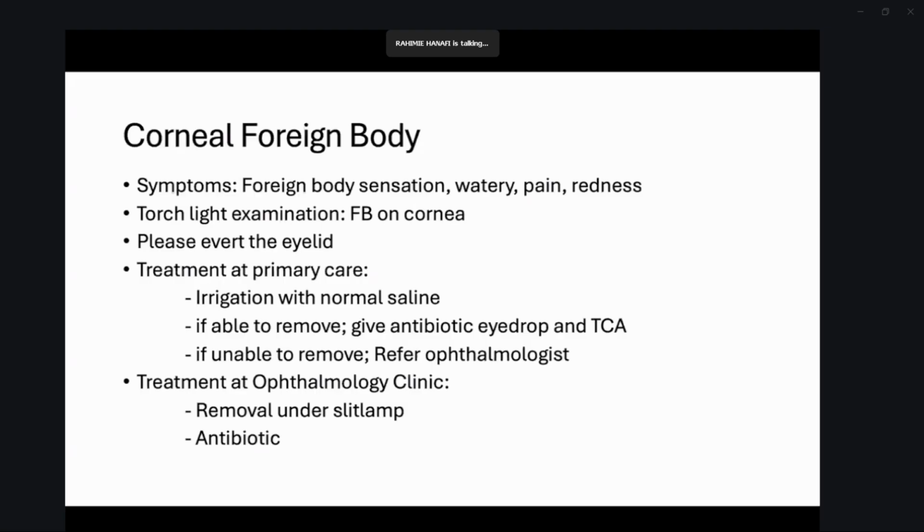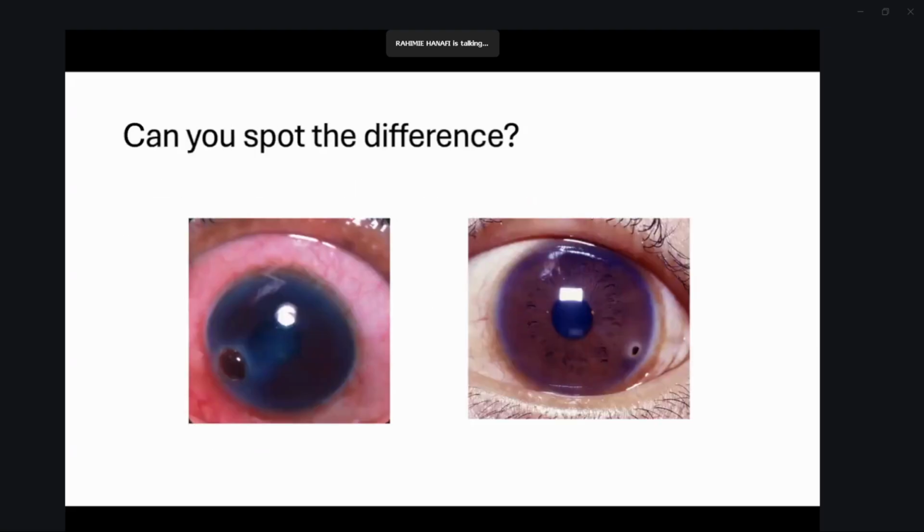So in our clinic, we're going to remove the foreign body under a slit lamp, and we give the antibiotic after that. Okay, there are 2 photos here, right? In which we can see there are 2 black spots on the cornea. Can you spot the difference between the 2 photos? Is it the foreign body or something else?